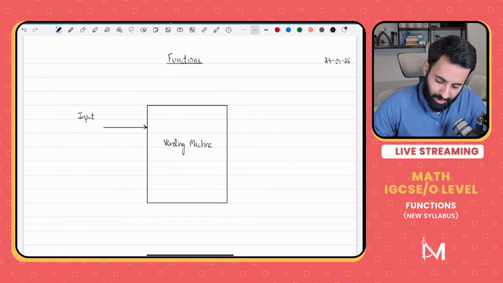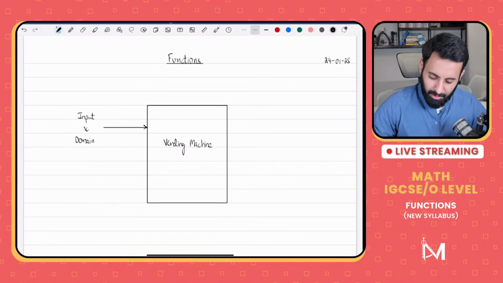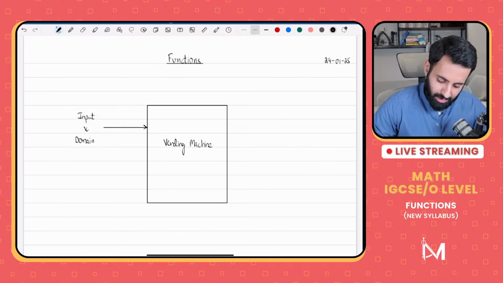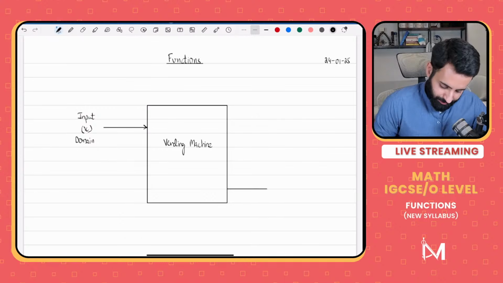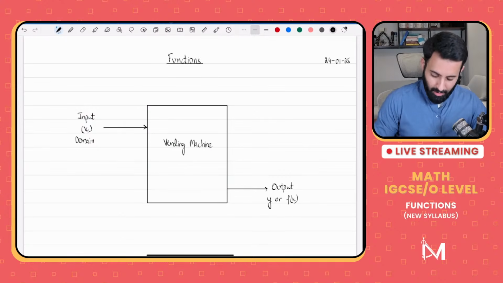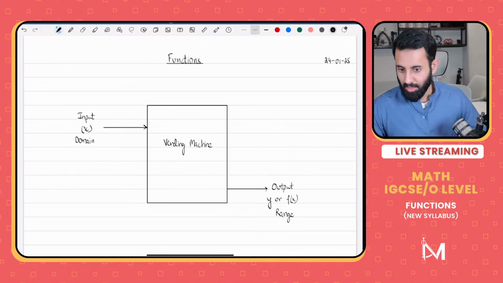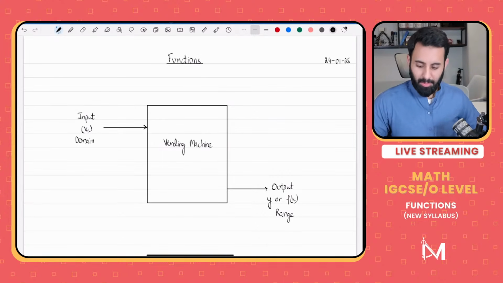okay, which is X, and we refer to it. If you haven't used one, I'm sure you're aware of what a vending machine is and how it works. So you input something, and then depending on whatever you input, you get something in return. There is the output. And output are basically your Y, or we will now call them f of x values, which is referred to as the range. Okay, so output is referred to as the range.